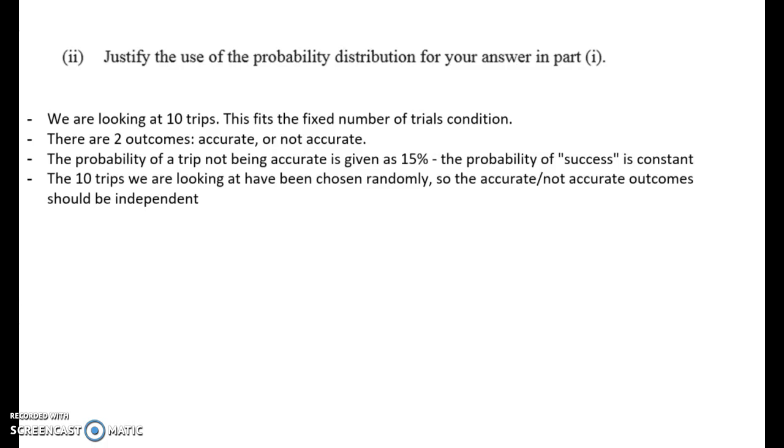So what I've done here is that I've said we're looking at 10 trips. You must link it to the context. Have I said that enough times? Maybe not. Right. And then the second thing, the two outcomes are accurate or not accurate. Now, if you gave those two and you wrote them in context, you're going to get merit.